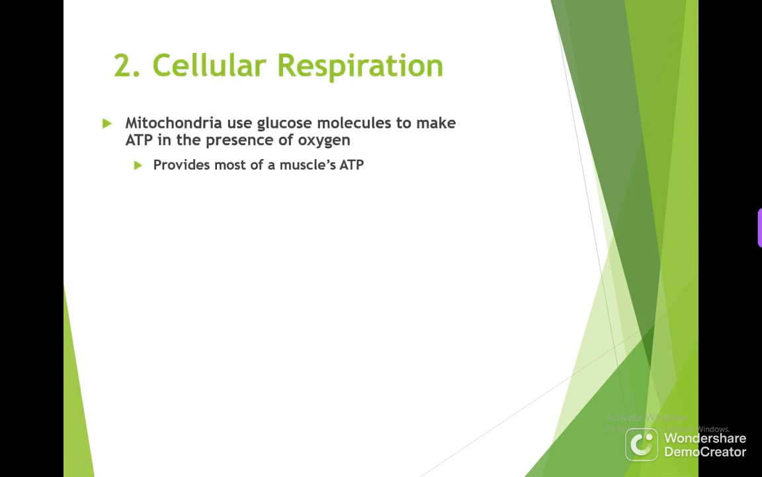Now, cellular respiration: mitochondria use glucose molecules to make ATP in the presence of oxygen. They need oxygen, provide most of the muscle's adenosine triphosphate, and aerobic needs oxygen. This is the aerobic cycle along with glycolysis. It is used for activities lasting for hours. That is why it is cellular respiration.